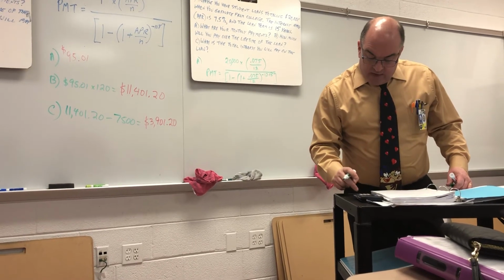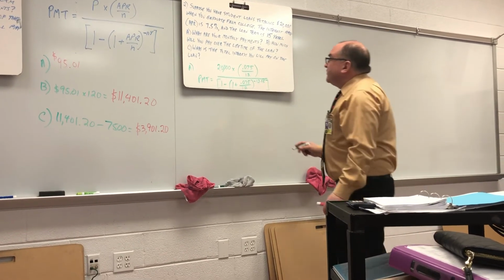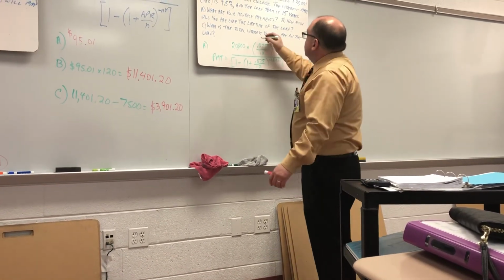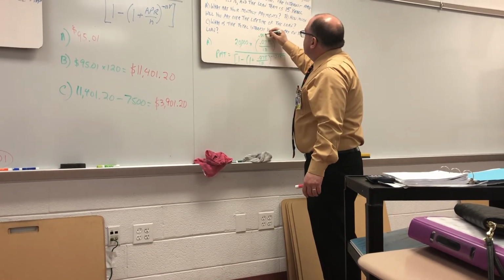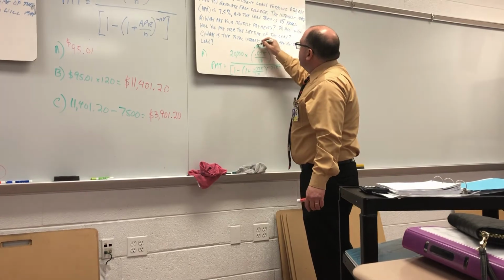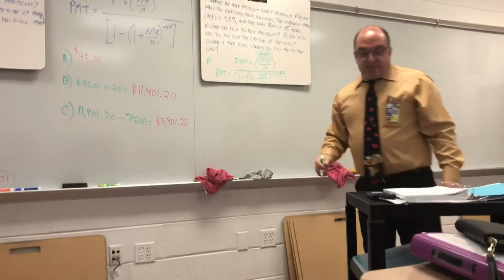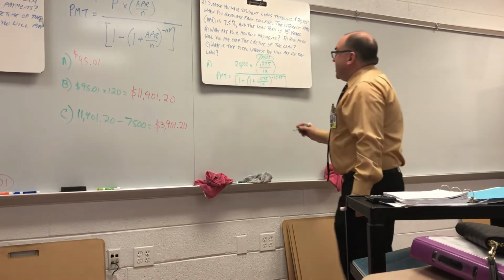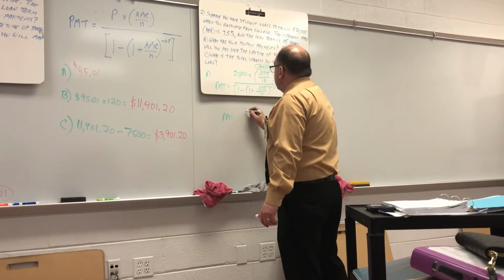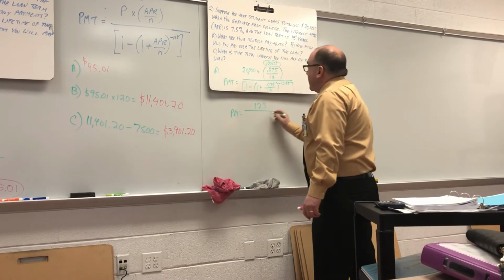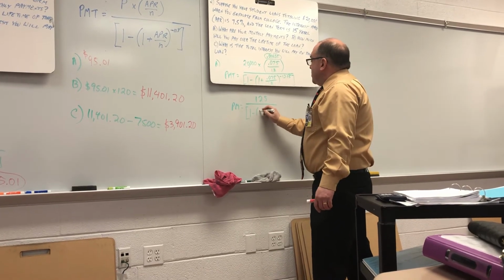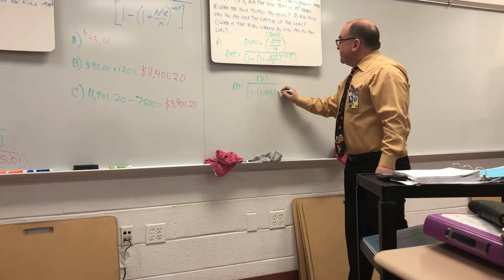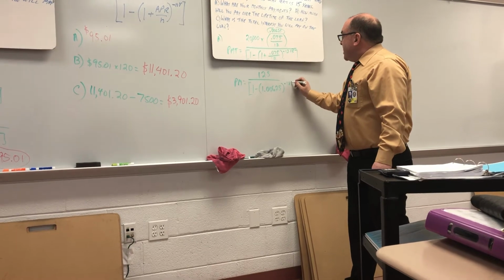0.075 divided by 12 gives me 0.00625. So, I'm going to do 20,000 times that number. And that gives me 125. So the payment equals 125 divided by 1 minus 1.00625 to the negative 180 power.